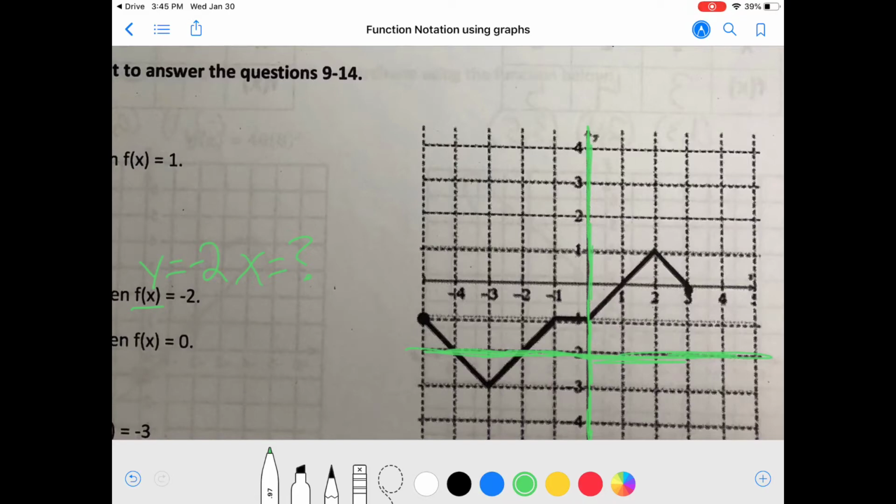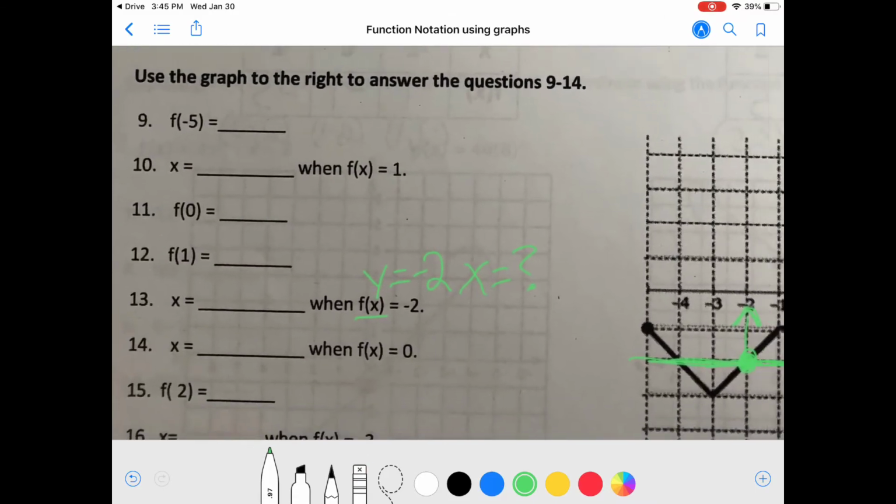Now, how many times does it cross this line that I just drew? Twice. I don't care which value you choose, just give me one of the x values. So I'm going to choose the first one it crosses. It crosses at this point right here. So my x value is going to be -2. So over here for 13, it should be -2.